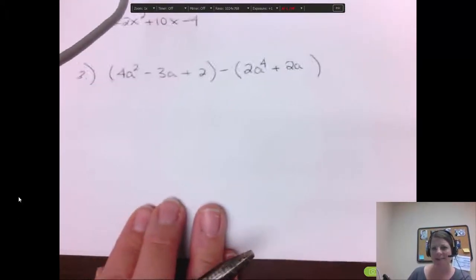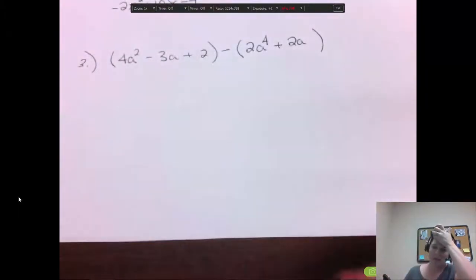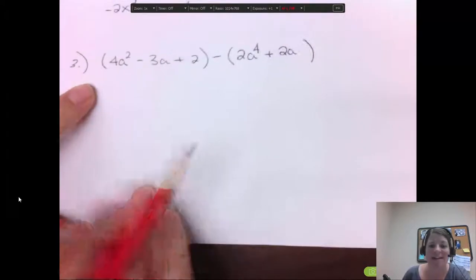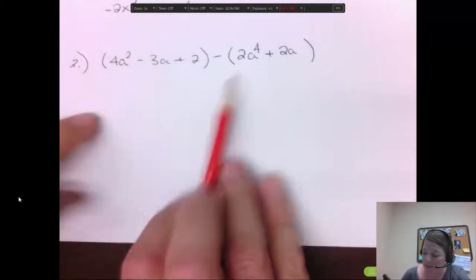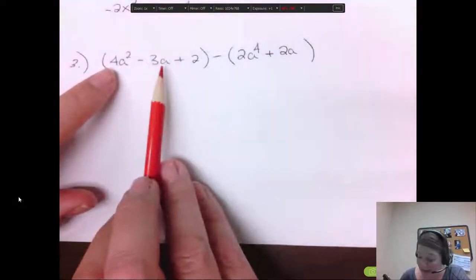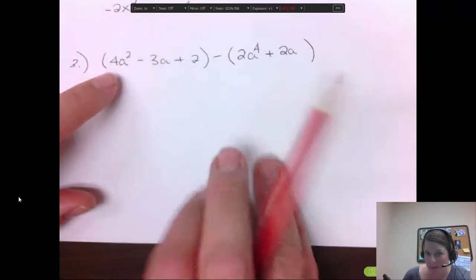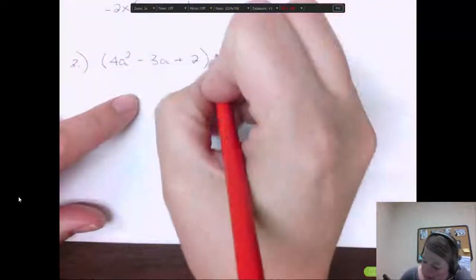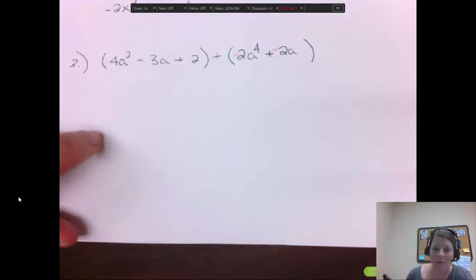We still do it similarly, but we want to be careful that we only combine the ones that have the exact same letter with the same exponent. So you can't combine an a to the fourth and an a squared. You can combine the a and the a, so we can only actually combine one pair of terms. We don't have another number, so we don't even have a number to combine. But let's change our signs, this to plus, minus, minus, and then let's combine what we can.